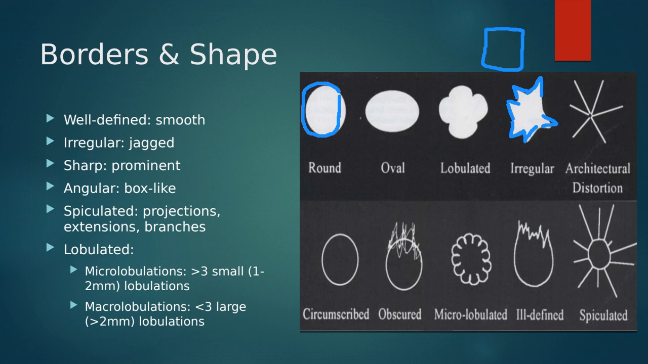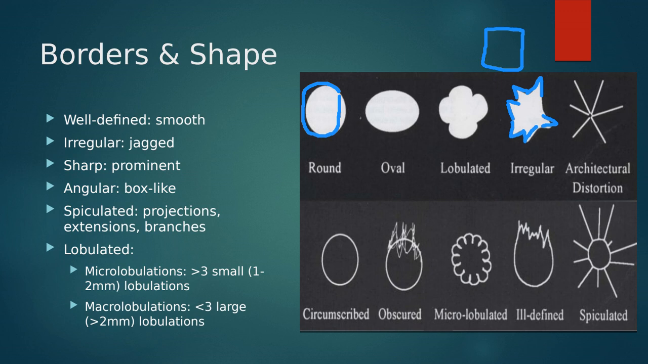Typically, when we have something that is round or oval in shape, it's going to have a nice, well-defined, smooth border. Those are typically going to be benign findings. It means, hey, whatever's going on in this little area, whatever mass this is, at least it's contained. It's trying to stay well behaved. It's minding its business.